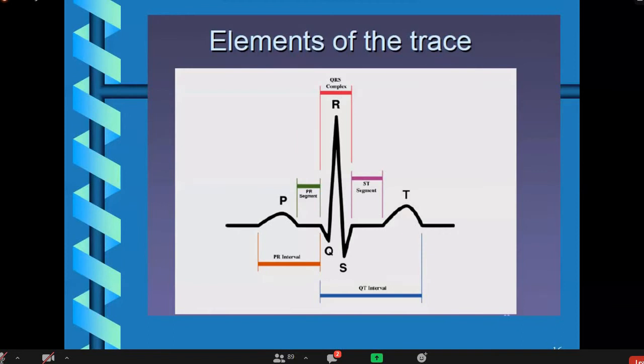And the patient is at high risk for cardiac arrhythmias if the QT interval is more than 500 milliseconds. So you should remember these elements of the trace: P wave, QRS complex, ST segment, QT interval, PR interval.